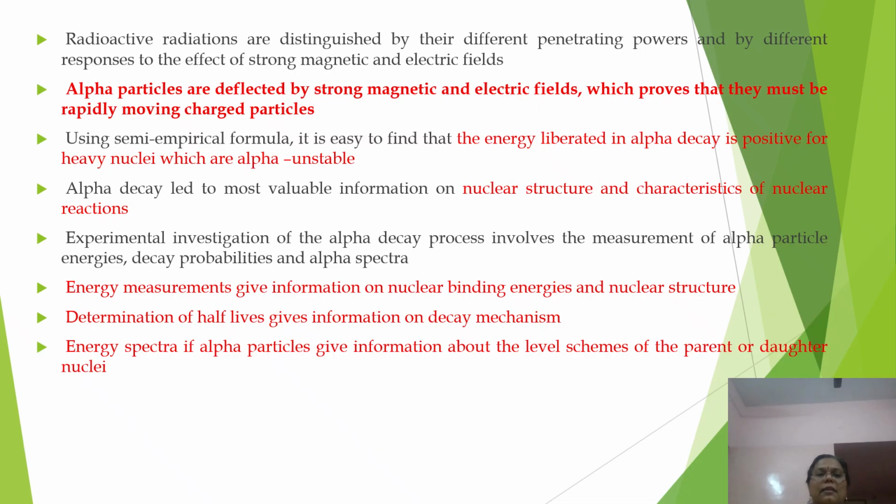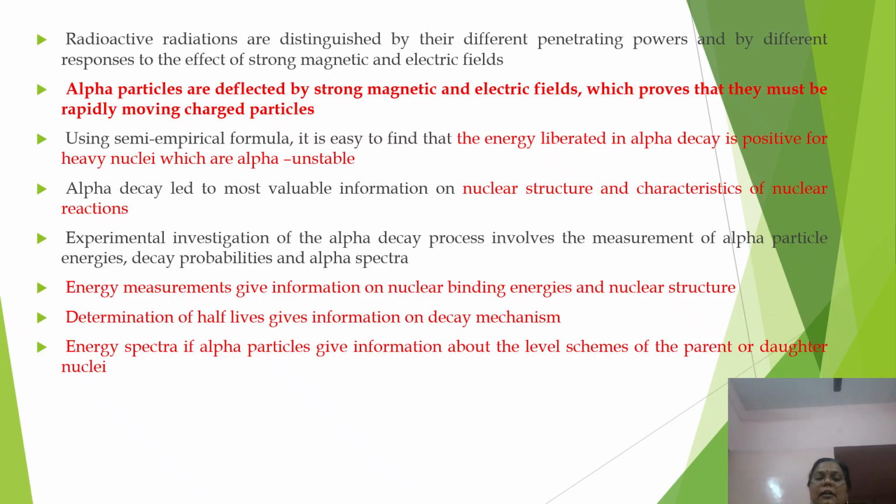So to start with, what are alpha particles? They are deflected by strong electric and magnetic fields, which shows that they must be rapidly moving charged particles. Apart from this, the energy liberated in alpha decay is also positive, and this is the evident result that we got from the semi-empirical mass formula. The nuclear structure and the characteristics of nuclear reactions are also most valuable information that we could get from alpha decay.